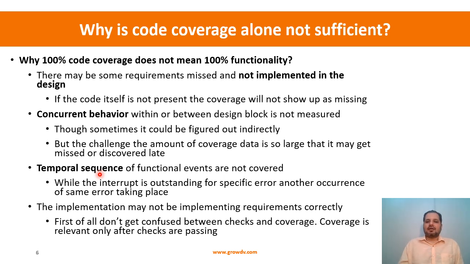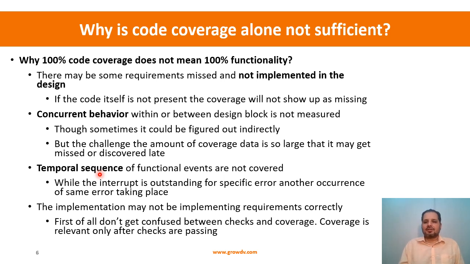And the other thing is that the implementation may not be implementing the requirements correctly. Okay, and that is not something that your code coverage metric can tell you. Now this is one point we need to understand clearly, because many times engineers tend to confuse checks and coverage. Checks is different, coverage is different. Checks tell whether the operation is taking place as per the requirement specification, and the coverage tells us whether that particular operation or feature has been exercised, and they are two independent things.